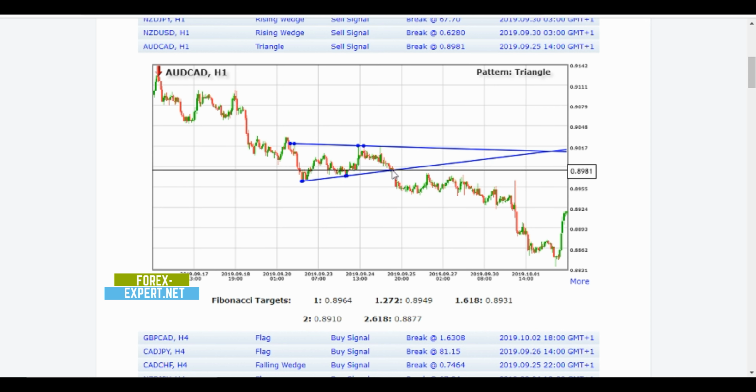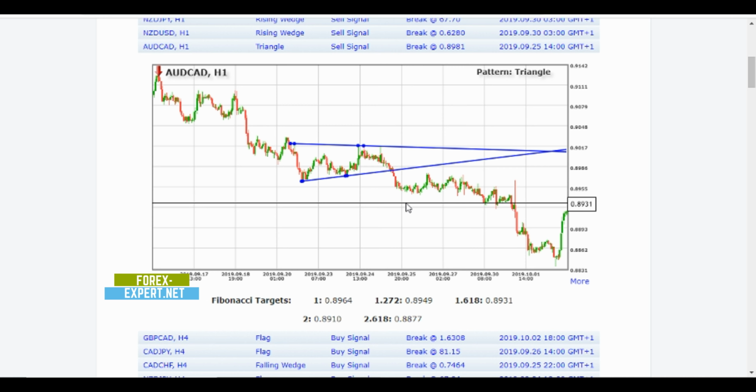Suppose you put your take profit here at 0.8931. You got 50 pips. So that's it, guys. It's a very simple method, a very reliable software.